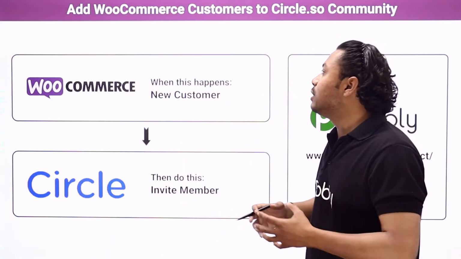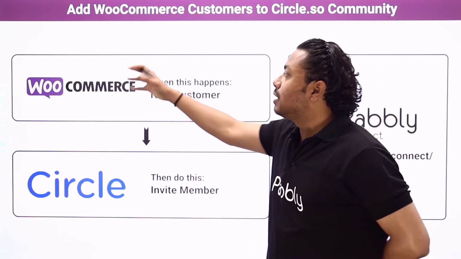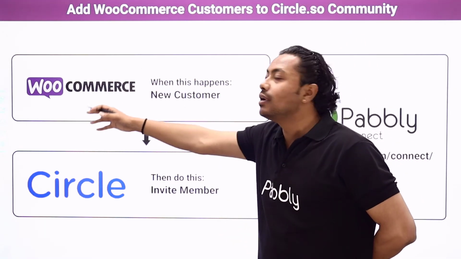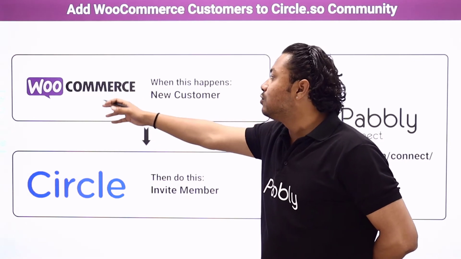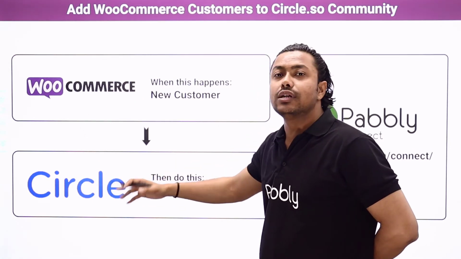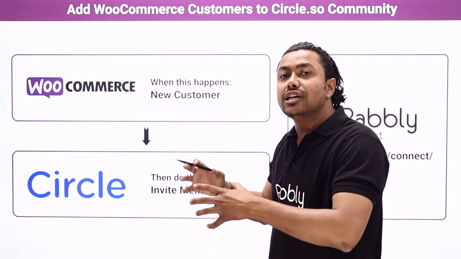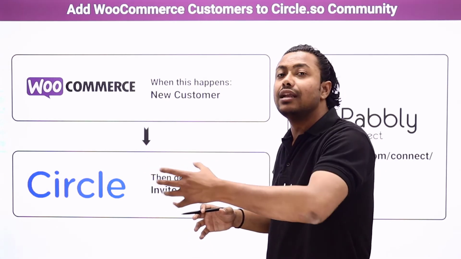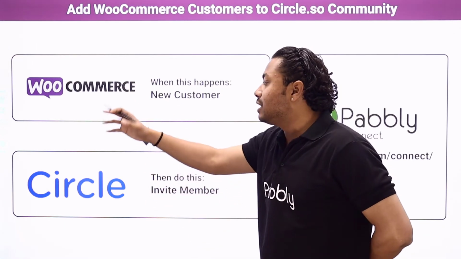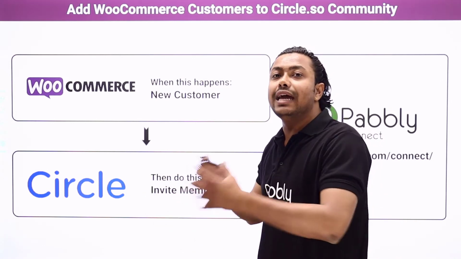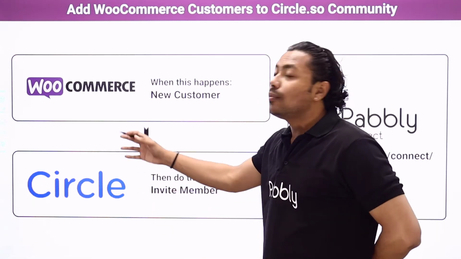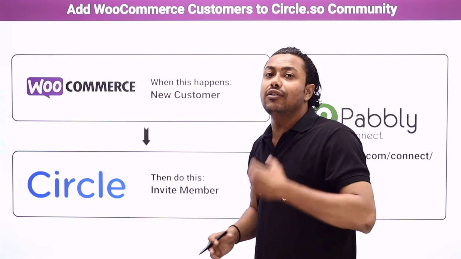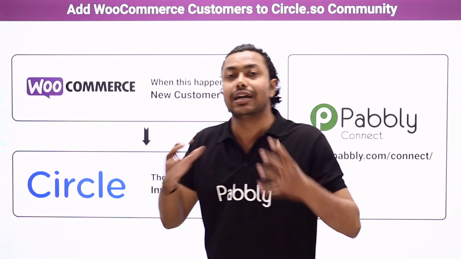Now what are we doing? Whenever a new customer is added to our WooCommerce, automatically the details would be sent to the Circle account and an automatic invitation will be sent to him on his email, from where he can accept the invitation to our community and will be added to our community. Now automatically we can do this through this automation. If we do it manually, it will take a lot of time and a lot of effort.